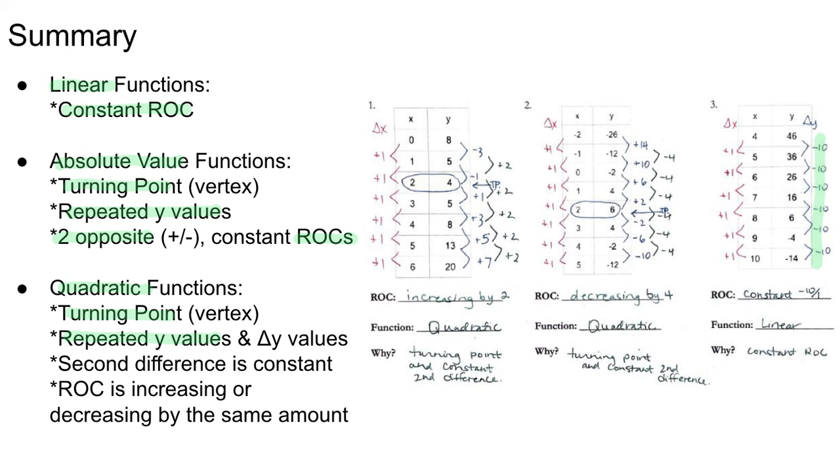Whereas a quadratic function still has that turning point or vertex and some repeated y values, it does not have a constant rate of change. And so you have to look at second differences. If those are constant, then you know that it's quadratic. So you're looking for a rate of change that's increasing or decreasing by the same amount.